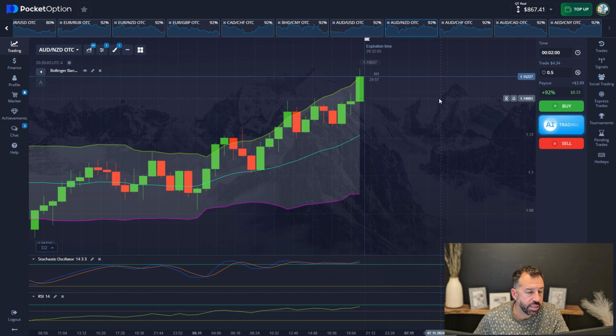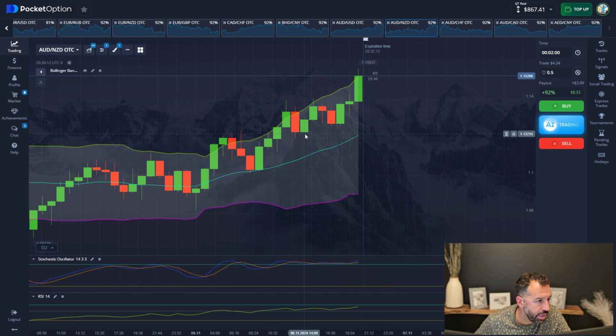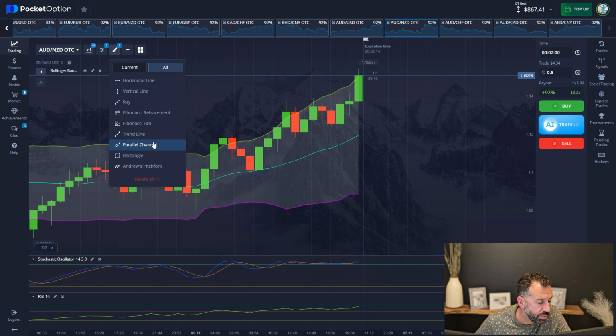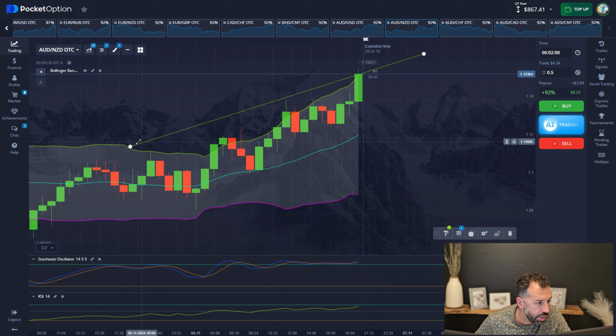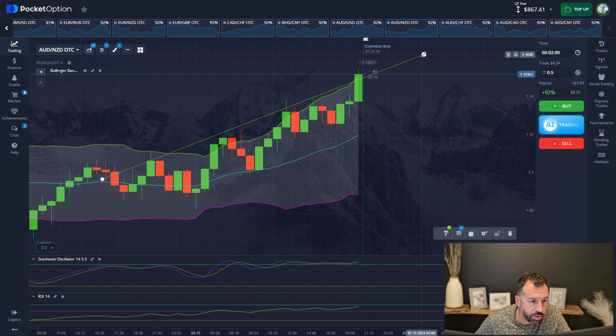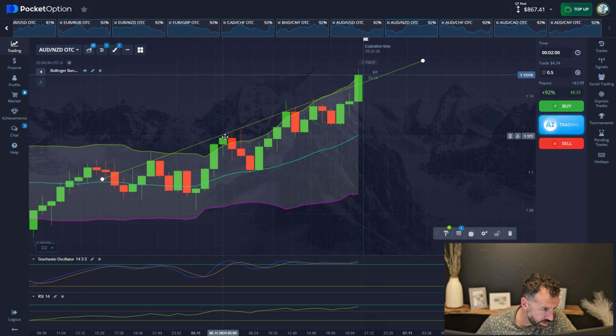All right, let's have a look at this one here. So we are on the 1 minute time, still on the OTC pair, the AUD NZD. Let's go ahead and start a trend line here so we can see what we're working with. So let's push this up here and push this down here, right through that one. The reason I'm not putting it on this one is because this is our current candle, but this is where we touched. We almost touched.